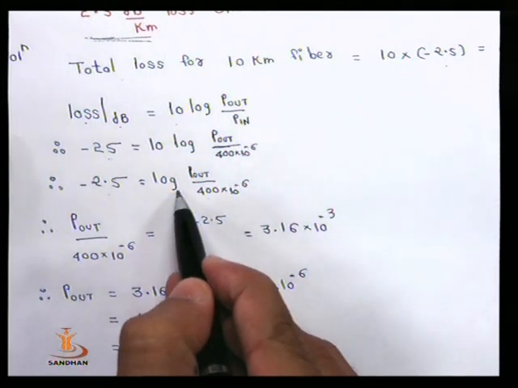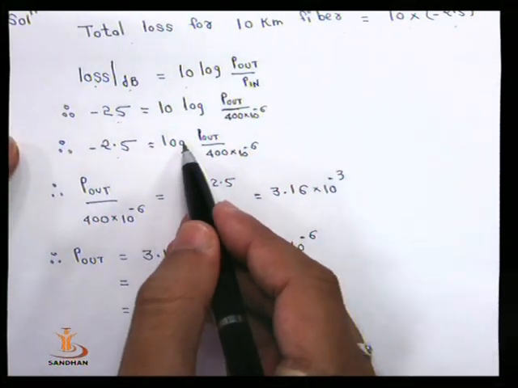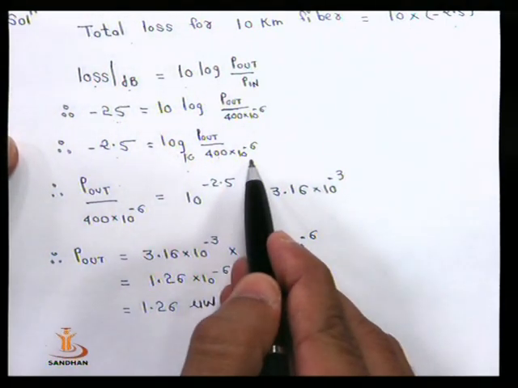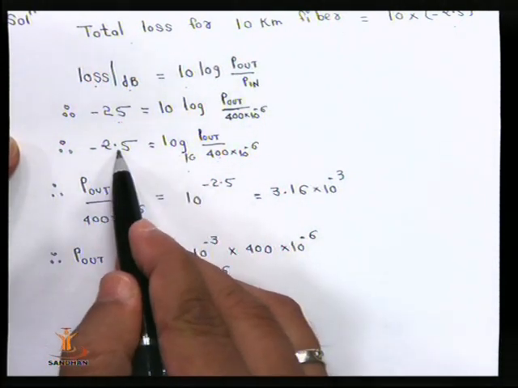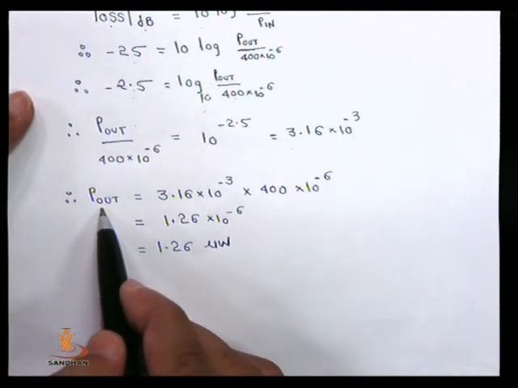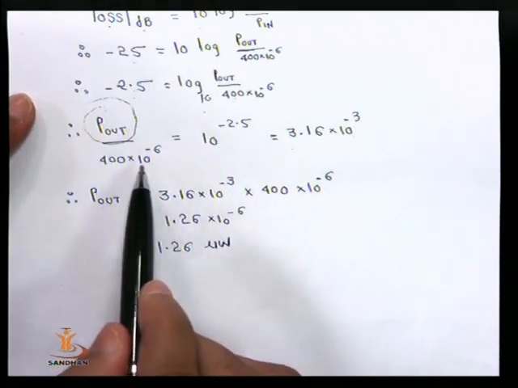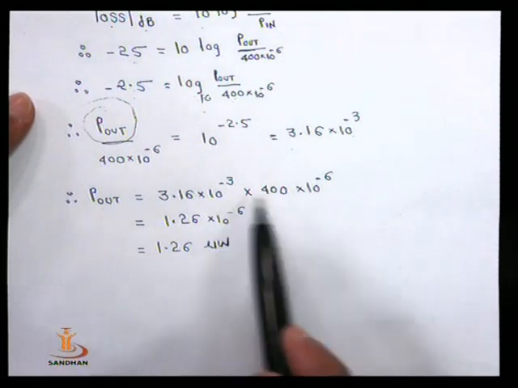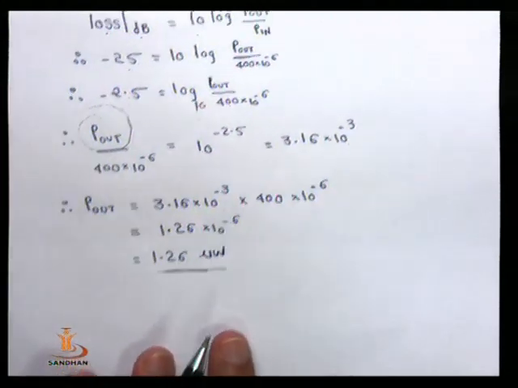The log has base 10, so I am removing the log by writing P out divided by 400 into 10 to minus 6 equal to 10 raised to minus 2.5. So it is 3.16 into 10 to minus 3. P out is nothing but this into this. So P out equals 3.16 into 10 to minus 3 into 400 into 10 to minus 6. We are getting 1.26 microwatt.